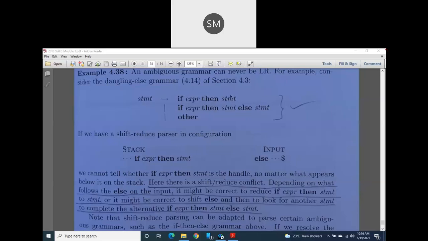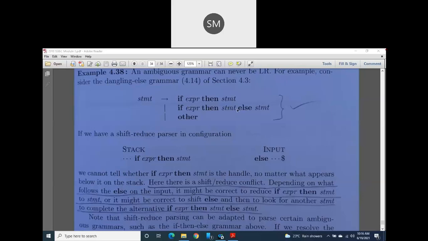Because of that, in this portion you will get a confusion whether I have to reduce this with statement, or whether I should keep on continuing the shifting operation. That is, you will shift else, then you will shift statement, then after that you will look into the dollar, and understand it is the end of the input. So only if the entire string is matching with any of your productions should you perform reduction.